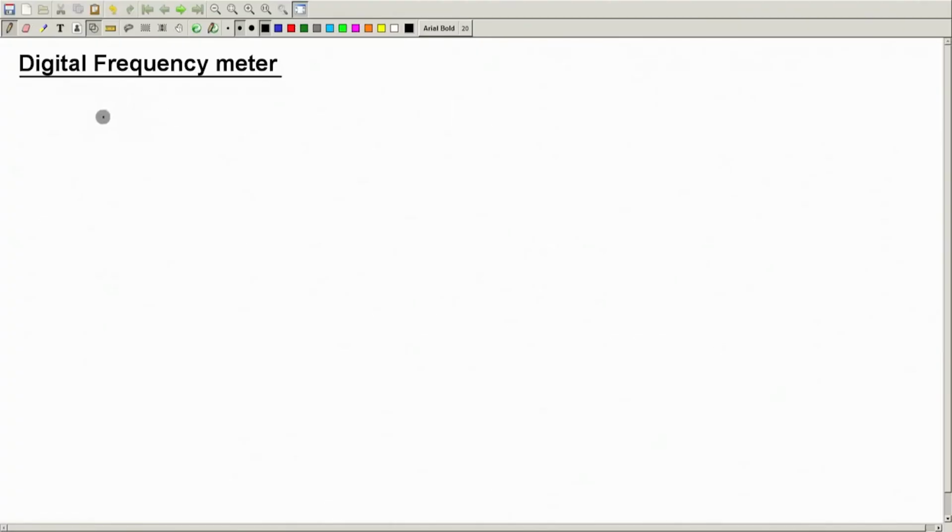Welcome. We are studying digital frequency meter. So far we have seen that a frequency meter is nothing but a counter. Okay. It is basically a counter and you give the input signal to the clock of this counter. It can be either positive edge triggered or negative edge triggered.